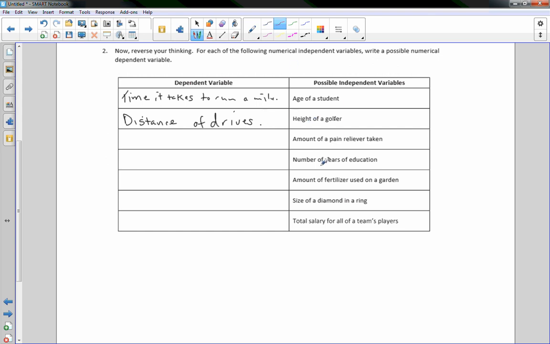Okay. Amount of pain reliever taken. Length of time it takes for pain to go away. And I'll do one more. Number of years of education.